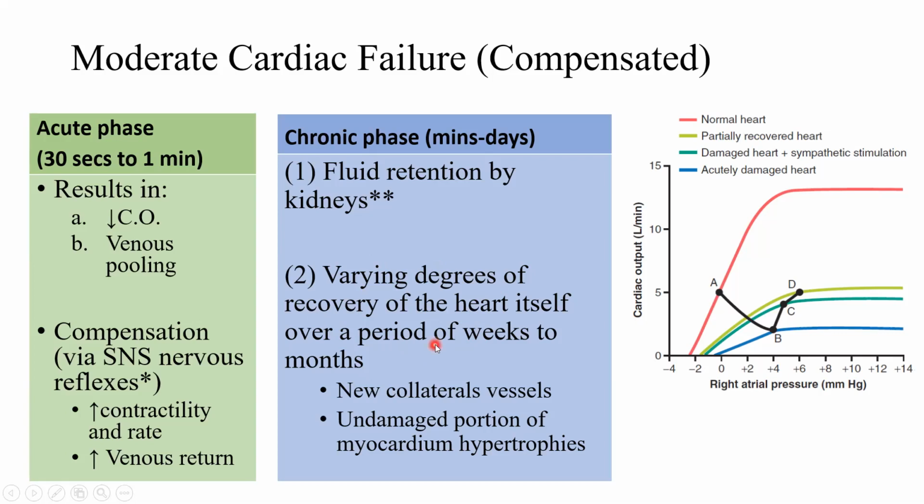If this is to go to a fully compensated scenario, it goes into recovery, which spans weeks and months. And you know angiogenesis, we've discussed this in local blood flow control. New vessels, new collaterals of the coronaries, start sprouting up, and you have better blood supply of the heart. And then the undamaged portion of myocardium goes into hypertrophy, which improves the functioning of the remaining myocardium. This is how the heart itself improves and recovers and adds to the overall compensation.